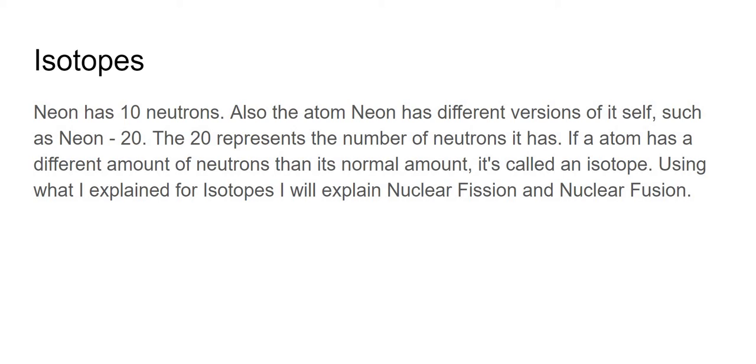So what is this called? This is actually what an isotope is. An isotope is an atom with a different amount of neutrons than its original.